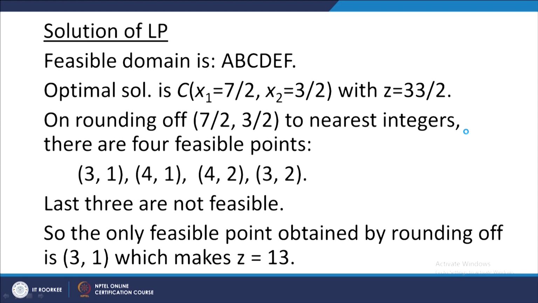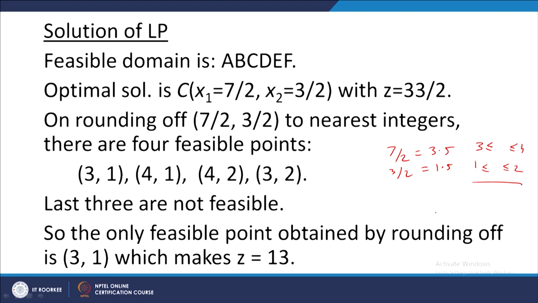Because 7/2 is 3.5 and 3/2 is 1.5. So, we will look at 3.5. 3.5 lies between 3 and 4, and similarly 1.5 lies between 1 and 2. So, based on this we can look at the 4 feasible points as (3, 1), (4, 1), (4, 2) and (3, 2) as the feasible points.